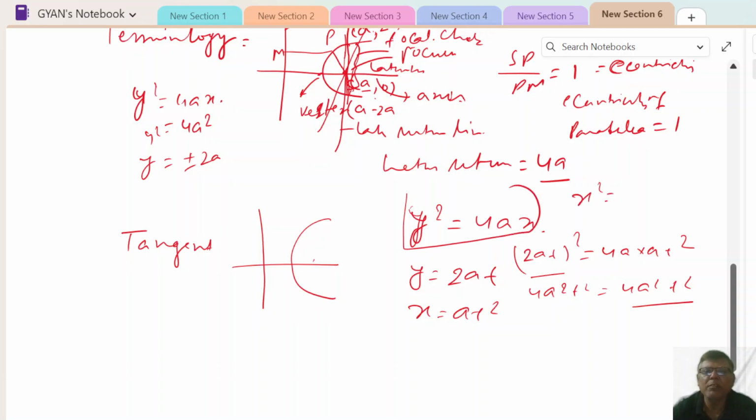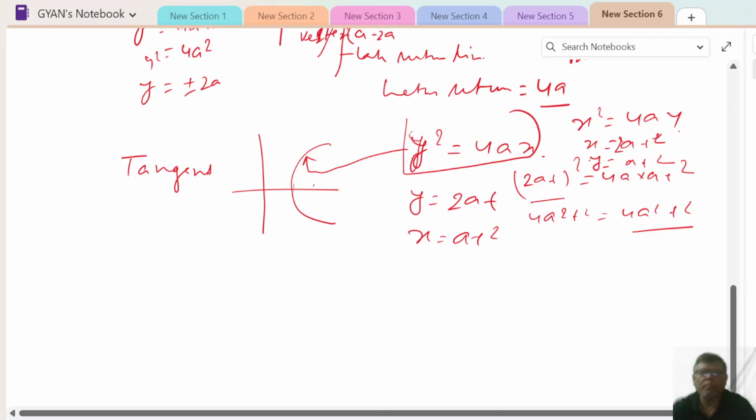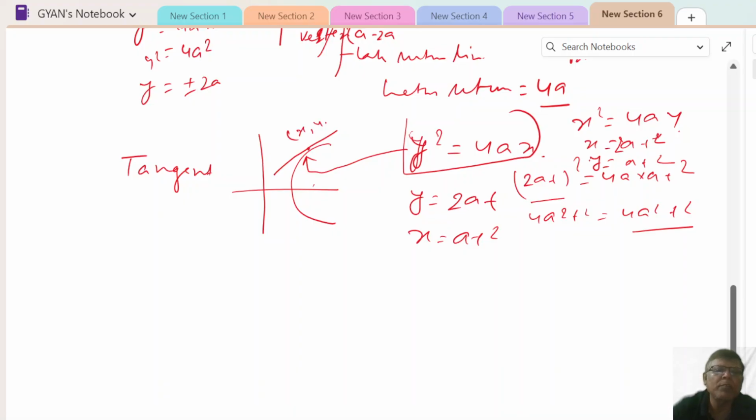And for x square is equal to 4ay, it will be different. That is x is equal to 2at and y is equal to at square. So this is the parametric equation for this type of parabola only. Now come to the tangent. So suppose this point is x1, y1, or you can write at square comma 2at.